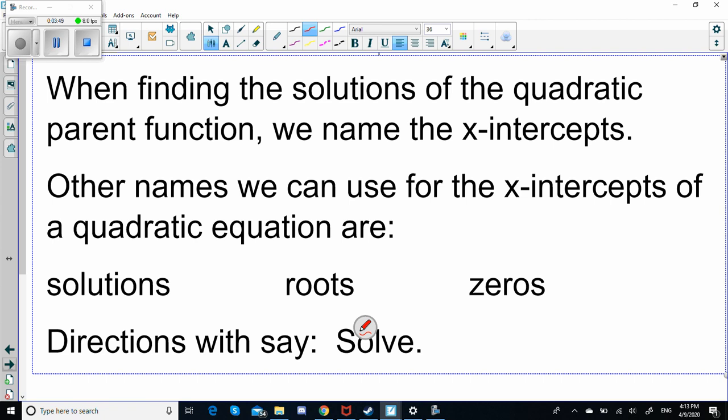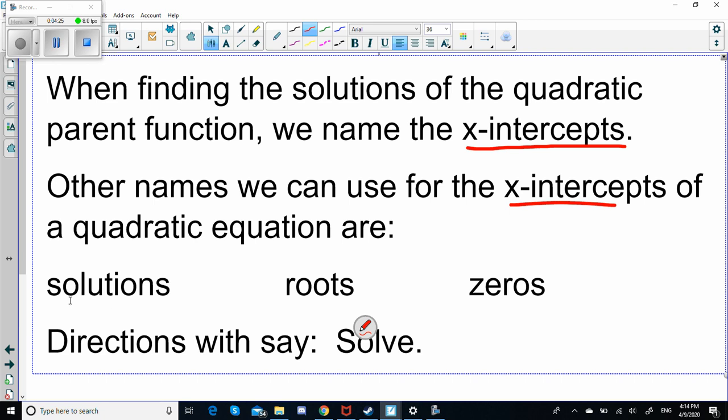All right, so when we find the solutions of the quadratic parent function, we name the x-intercepts. So this is a lot of this chapter, looking at the equations and then finding the x-intercepts. So when we graph it, we're looking for where the parabola crosses the x-axis. Okay, and when we're not graphing it, we're looking to factor. Okay, so using factoring from chapter 7, which is why chapter 7 comes first, we would factor to find those x-intercepts.